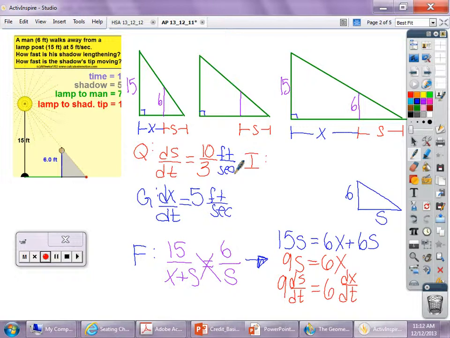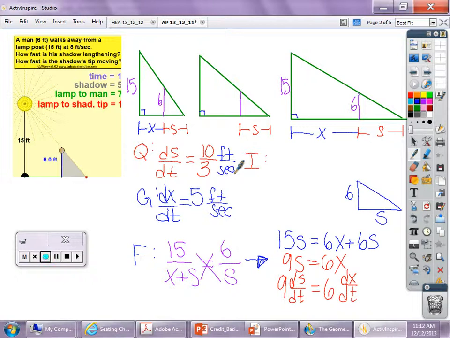So now we got to do the next question. Now, one thing I want you to understand, as long as we're still talking about the same problem during the same instance, and in this case the instance doesn't matter because we didn't need it, then everything we know here is true. So here where it says how fast is the shadow tip moving, I didn't change the instant. It's the same time. Therefore, everything on this board is already true.